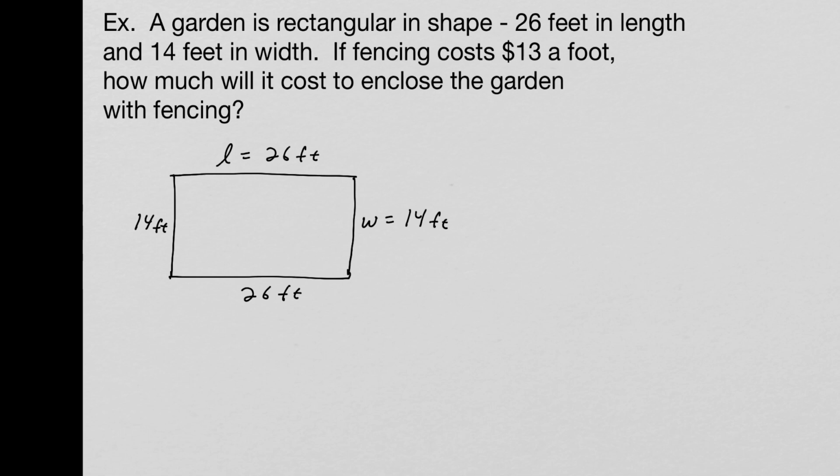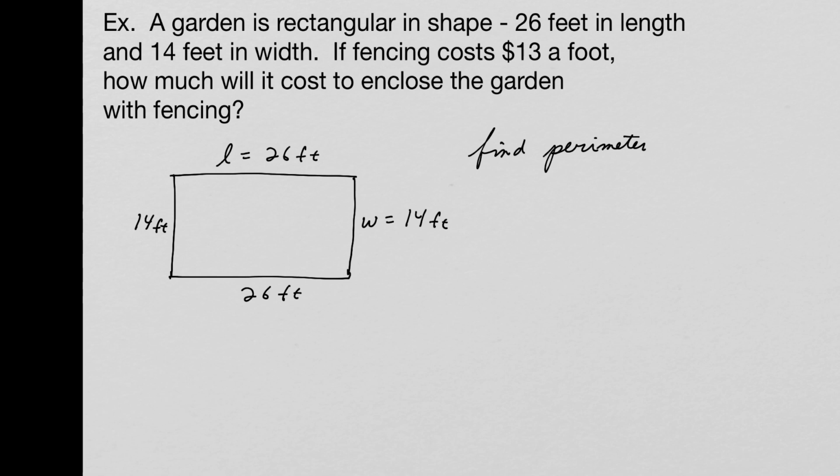Okay, so first thing I need to do here is figure out the total amount of fencing that I need to enclose the garden. Well, that's simply going to be the perimeter. So I want to find the perimeter first, because that would be the total amount of fencing that I need to enclose the garden. So how do I find the perimeter? Well, remember, that is simply adding up the lengths of every side.